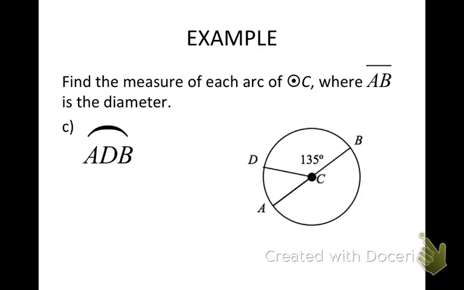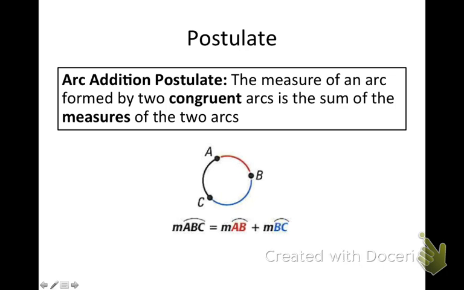ADB, so we're starting at A, going through D, ending at B, would be how many degrees? Yeah, so 180 degrees, because A and B are endpoints of a diameter, so that makes it a semicircle, or half a circle. All right, so now arc addition.